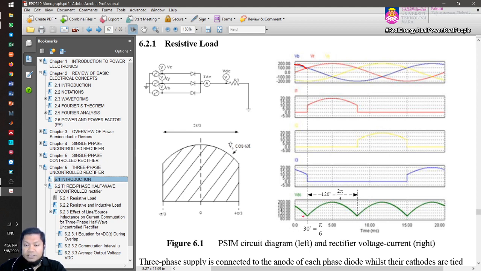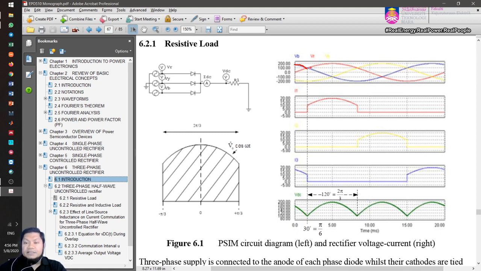So this 30 degree angle is always the intersection between the red and blue waveforms. It is always 30 degrees. You can prove that by using the supply voltage equation, and then you can find 30. This is the 30 degree angle.